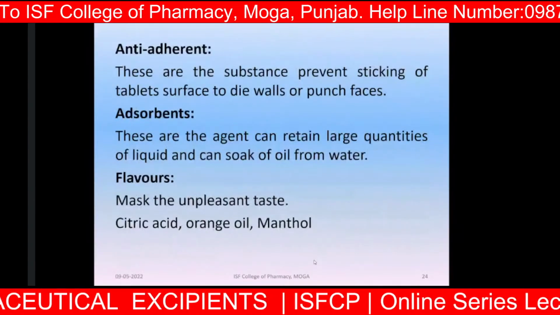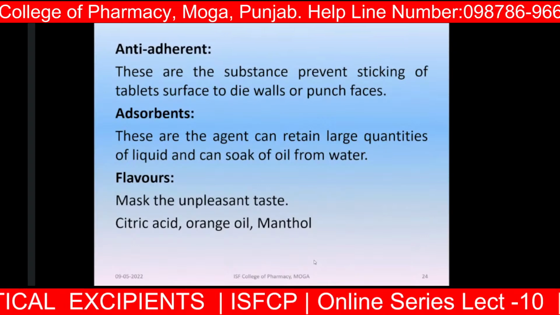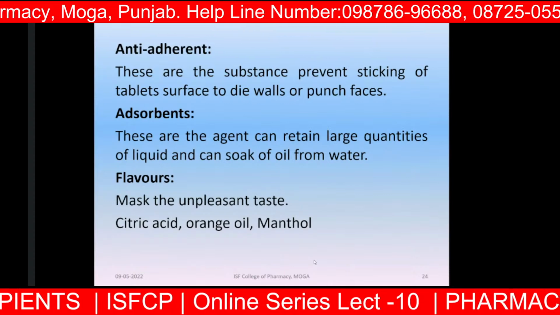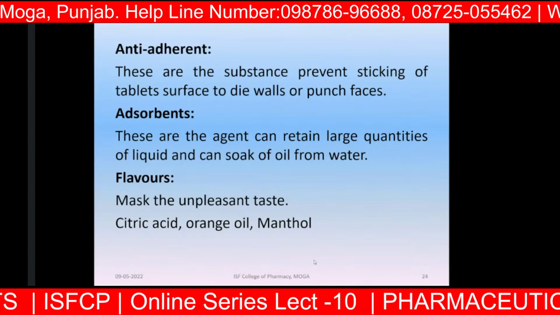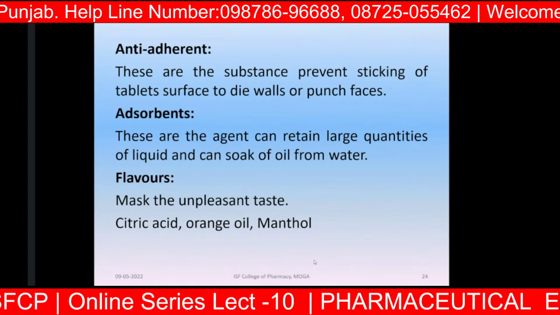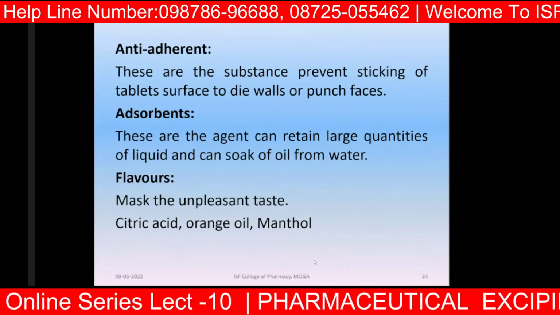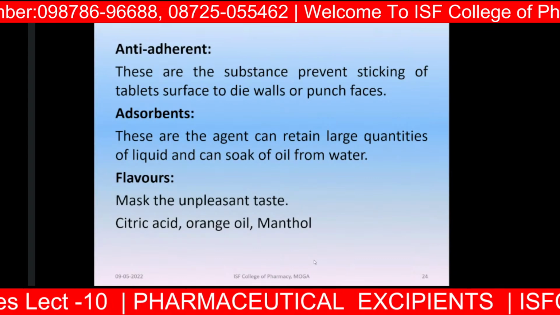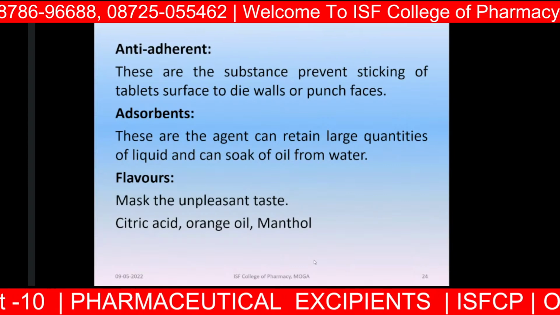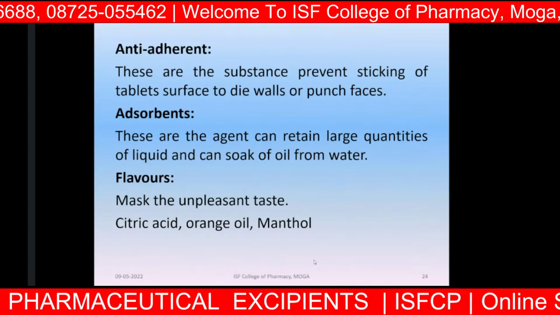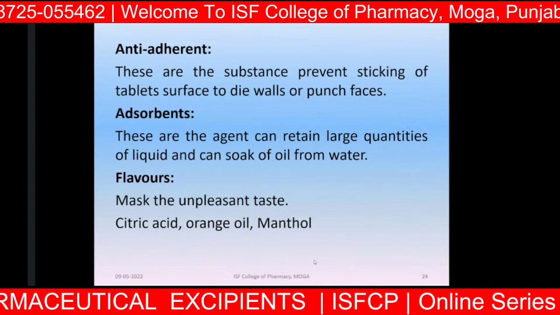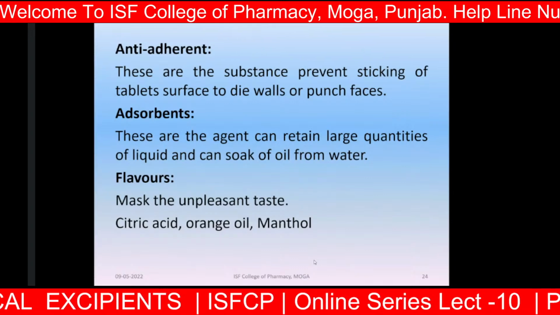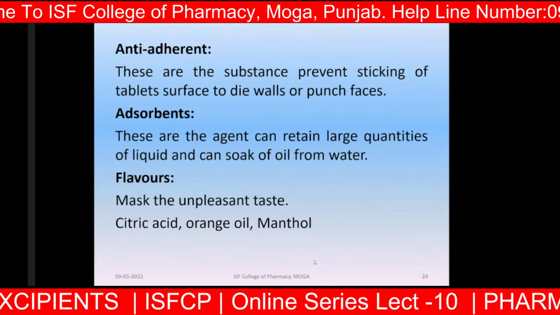The next category is the anti-adherents. These are substances that prevent sticking or adhesion of the tablet surface to the die wall or punch faces. In case of encapsulation, they prevent sticking to machine dosators, tamping pins, die walls and the punches. This is the main role of the anti-adherent. Everybody write down the examples of the anti-adherent: magnesium stearate, stearic acid and its derivatives. Talc and starch are also used as anti-adherents.